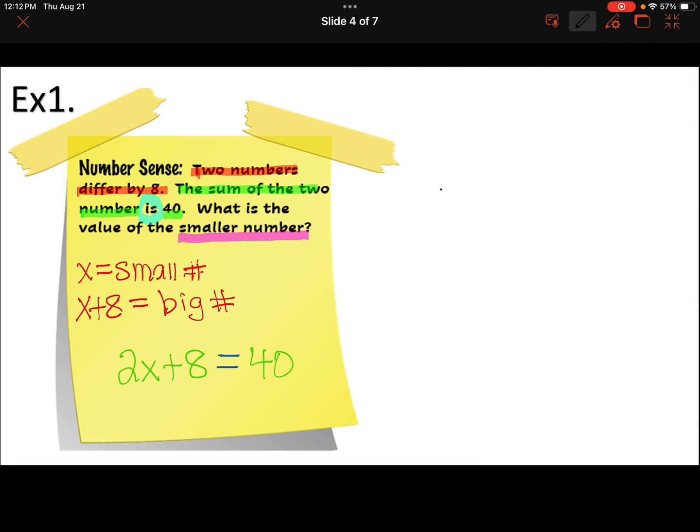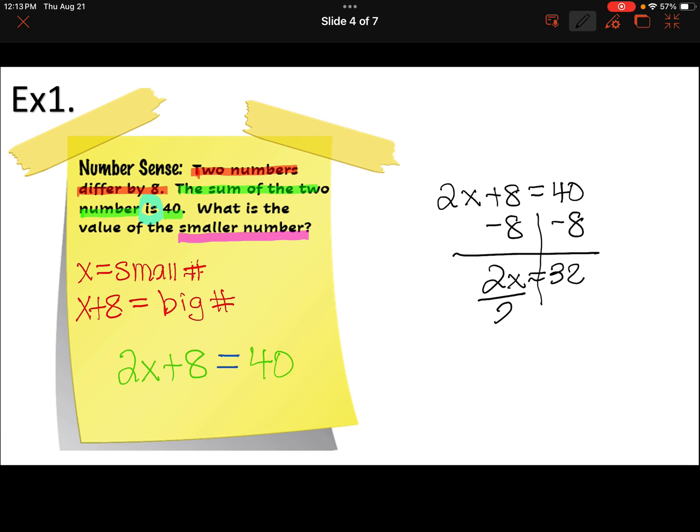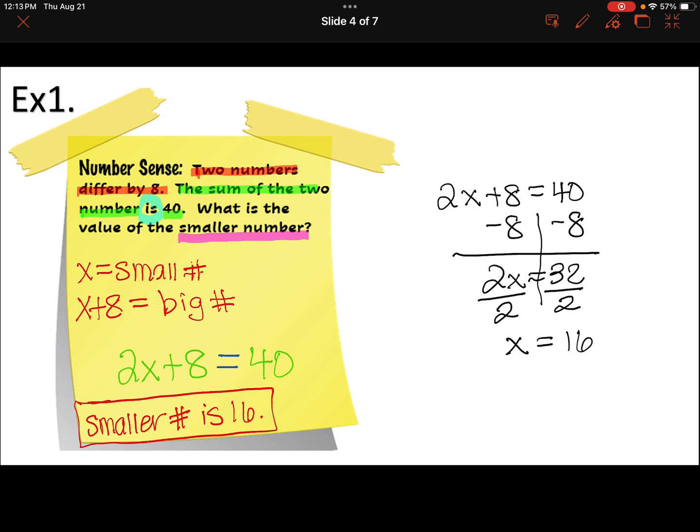So I'm just going to go over here on the side and solve for x. Subtract 8. 2x is 32. Divide by 2. X is 16. So then I'll give my final answer. The smaller number is 16. All right, so there is an example of probably the more complicated end. So again, remember, I'm giving you the more complicated versions of each. So there are the more complicated number sets.